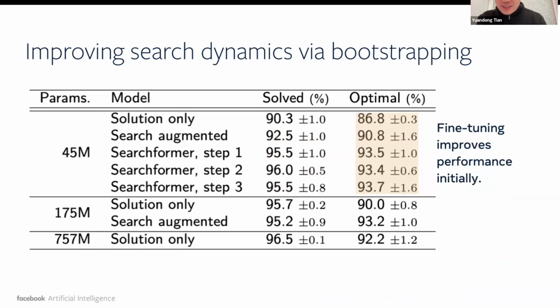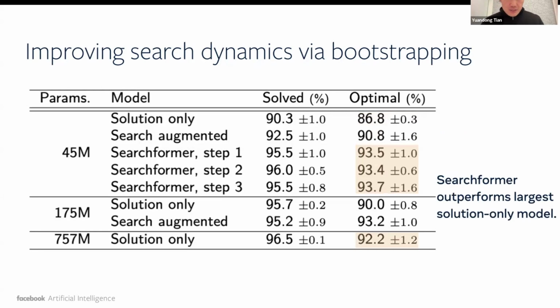At the same time, surprisingly, the optimality rate for the Searchformer output is also going up. This is quite surprising because that's not part of our objective, but interestingly it also happens when the search length becomes shorter. The optimality started from 86% for solution-only to 90%-ish for search-augmented, which means that the search-augmented model is already improving on top of solution-only. Then it becomes even higher after a few steps of Searchformer. This is comparable with solution-only models with many more parameters.